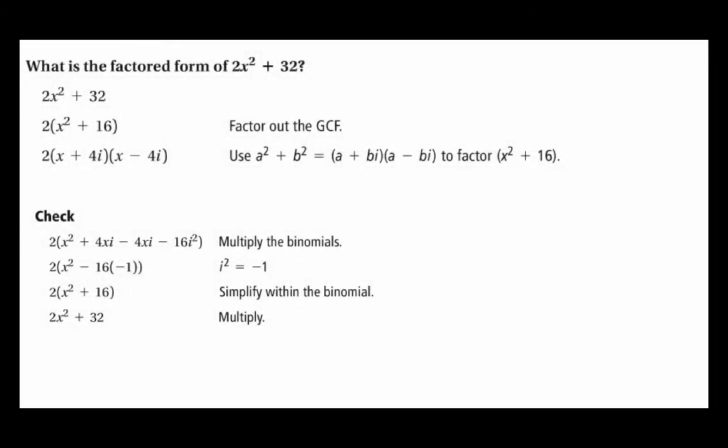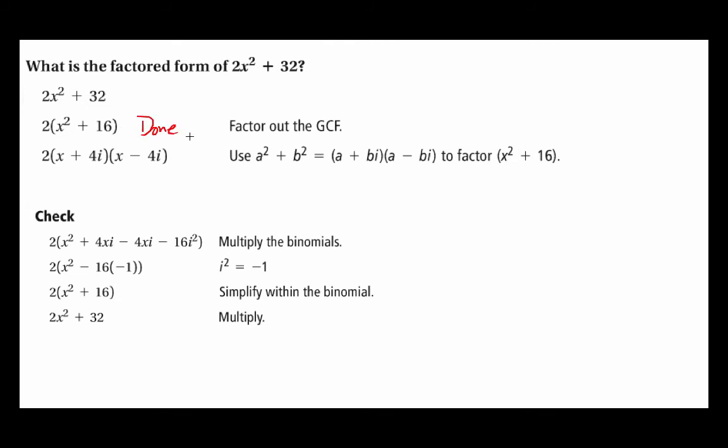Okay, so here's an application of imaginary numbers. What is the factored form of 2x squared plus 32? So 2x squared plus 32. If I go ahead and factor out a 2 for my greatest common factor, I get 2 times the quantity x squared plus 16. Well, up until now, we would get here and we would say we're done.